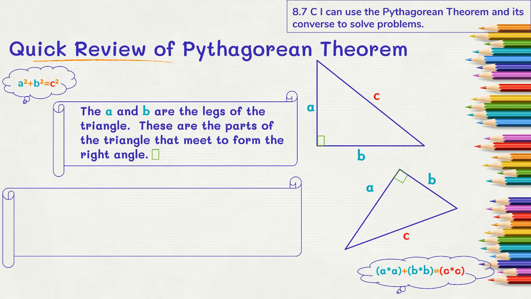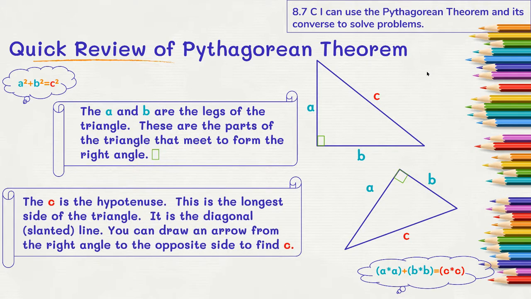So the a and the b in a squared plus b squared equals c squared, those are the legs of the triangle. Those are the parts of the triangle that meet to actually form the right angle. So when you look at the right angle on these two, with the green box in the corner that shows you where your right angle is, your legs are going to be the two lines that meet to form that. So your a and your b.